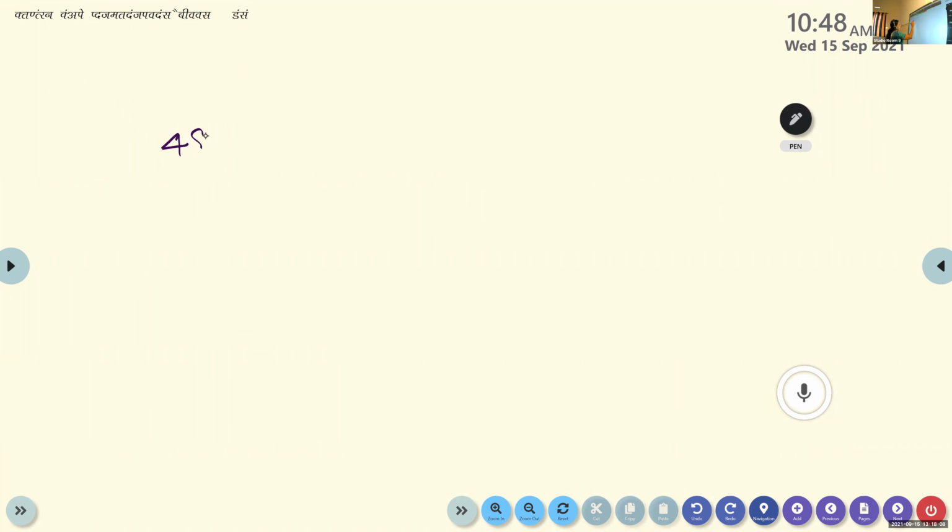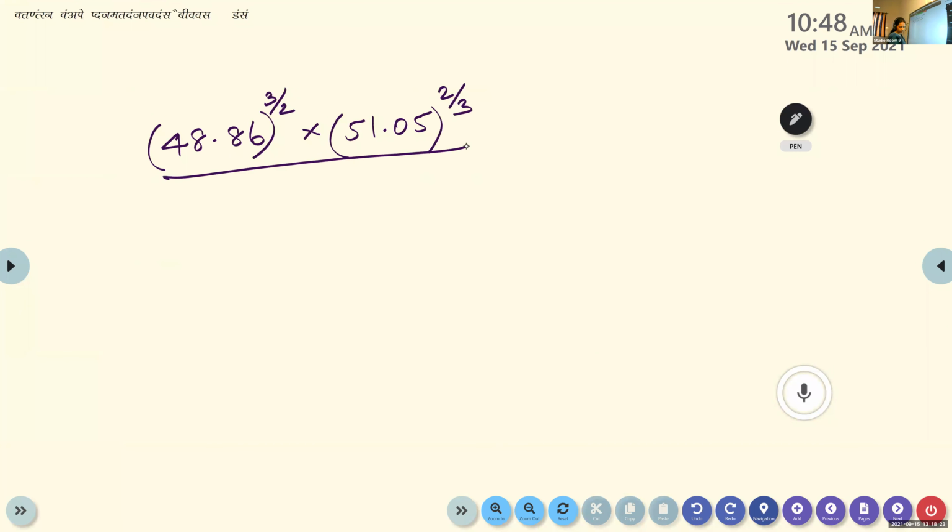48.86 whole raised to 3/2 into 51.05 whole raised to 2/3 by 83.28 whole raised to 1/2. So how to do this?